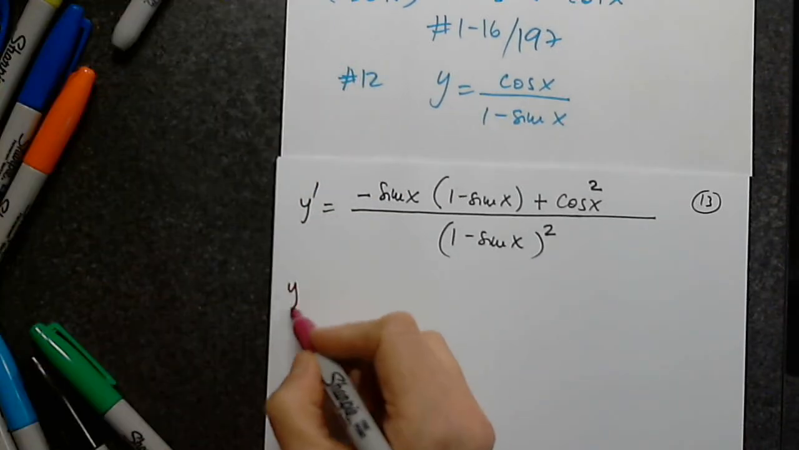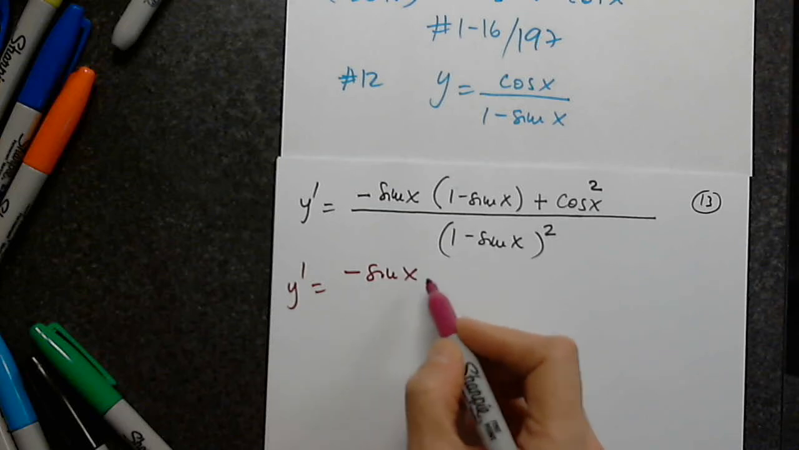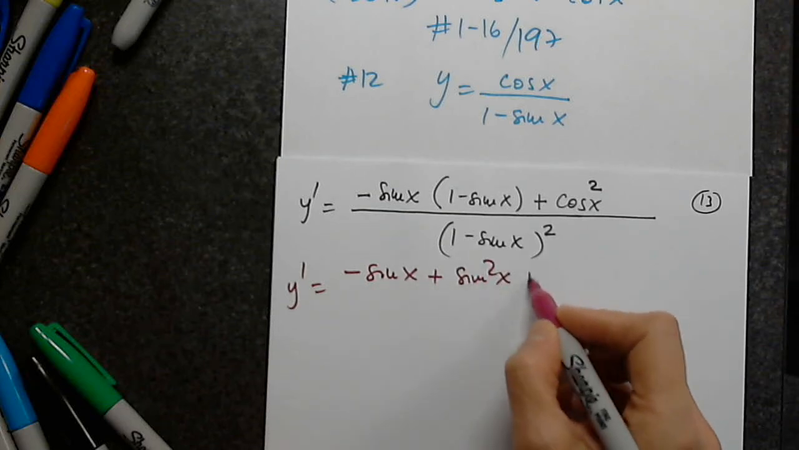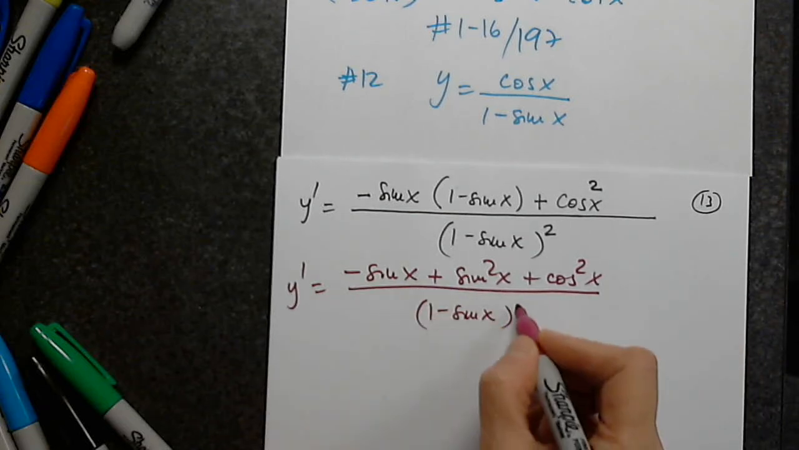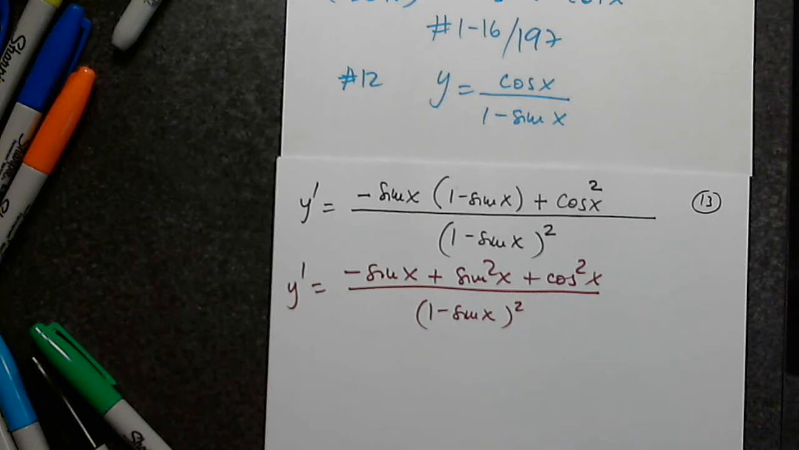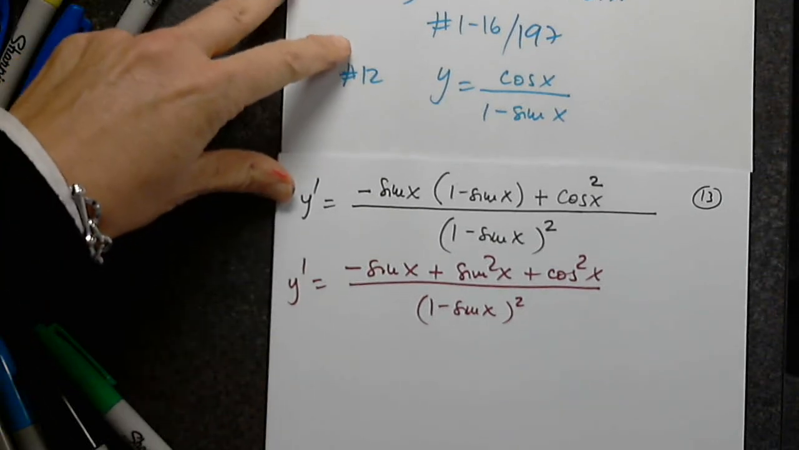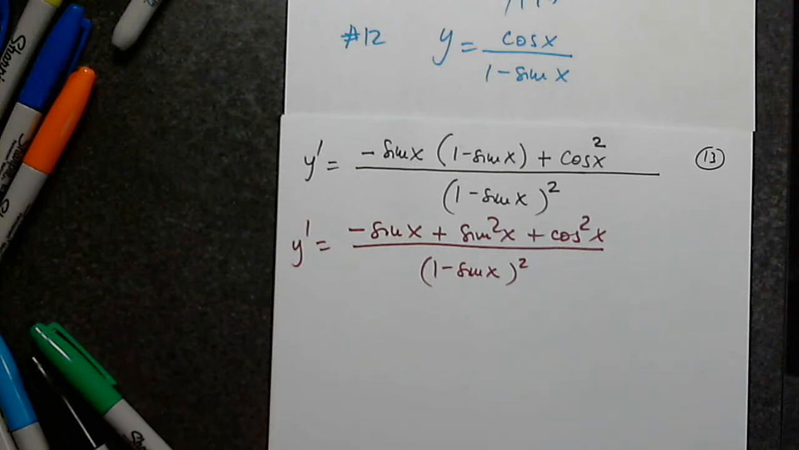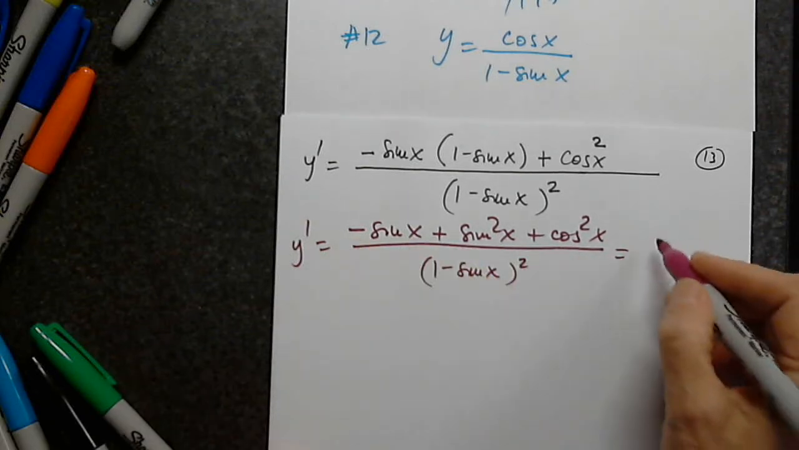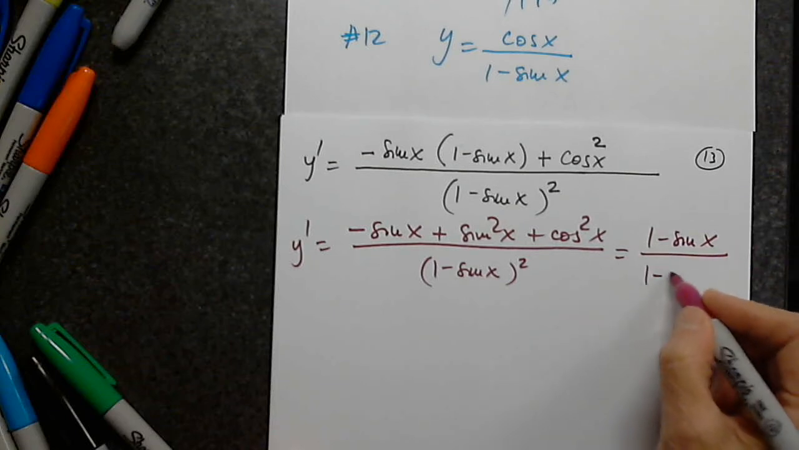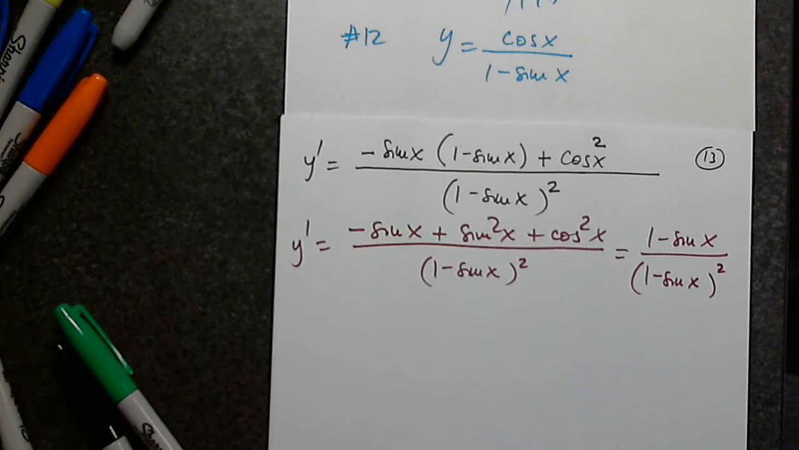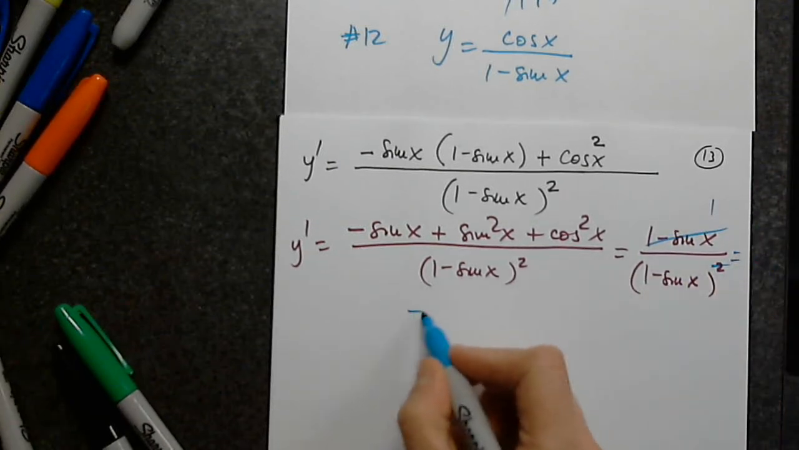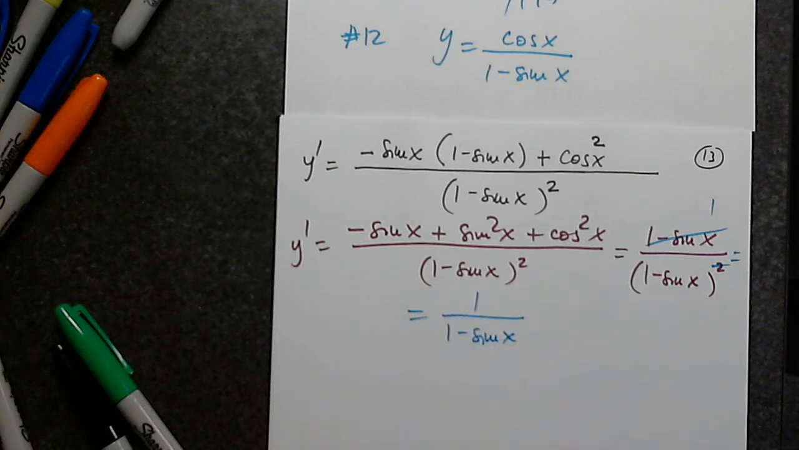So I will try to simplify a little bit if possible. I distribute: negative sine x plus sine squared plus cosine squared over 1 minus sine x squared. And there is something I can do here. What is it? Looking at sine squared plus cosine squared, that is 1. So I'm going to write 1 minus sine x, and you'll see why I'm writing 1 minus sine x. Right. So the simplified form is 1 over 1 minus sine x.